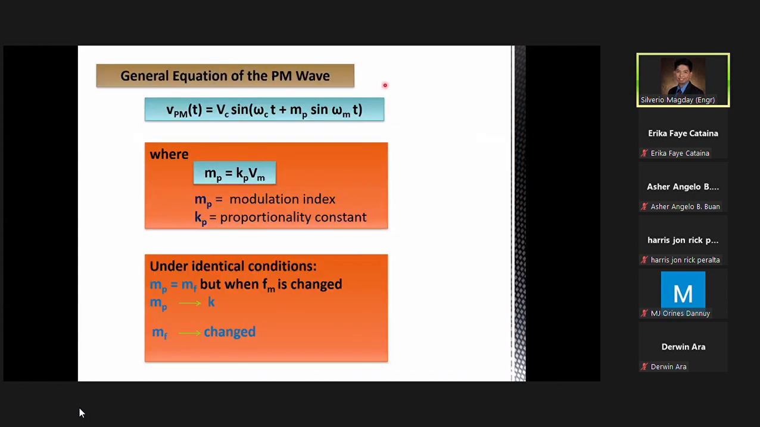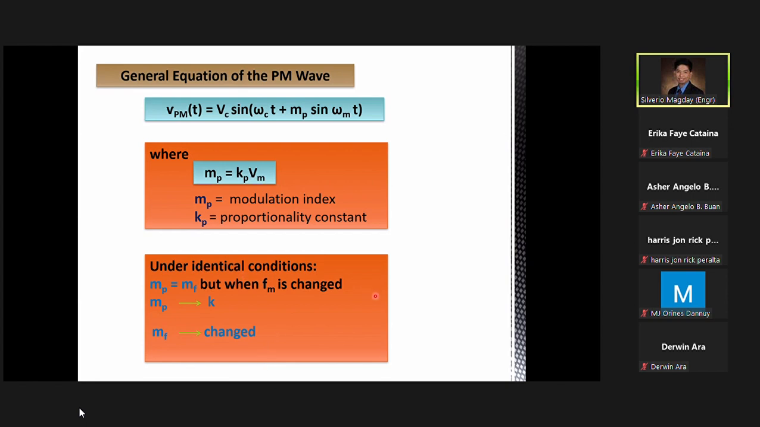General equation naman for phase modulation na wave. So ito siya, VC sin omega CT plus MP sin omega MT. Just like parang yung frequency lang tama, wherein you have here your MF naman for the modulating index for the frequency modulation. Where your modulating index for the phase modulation, kaparehas lang din just like doon sa pag-compute din sa FM. You have your proportionality constant, still at hertz per voltage.